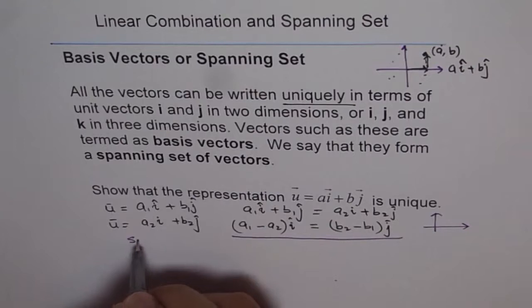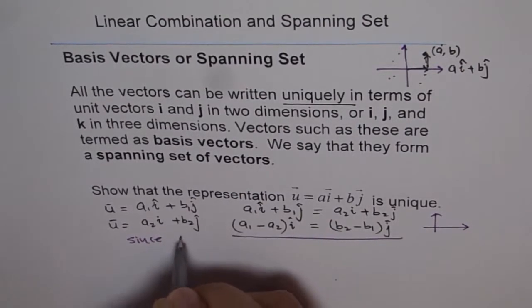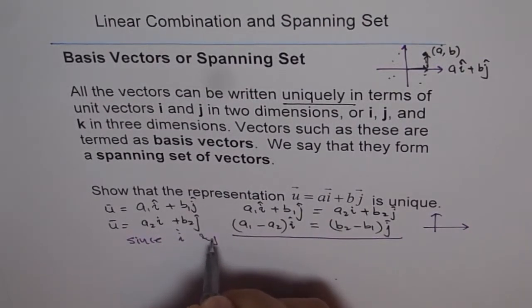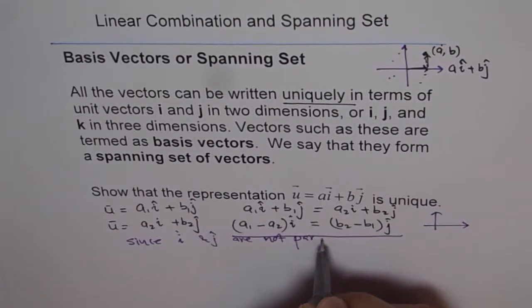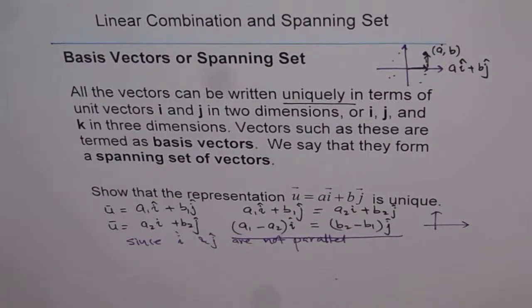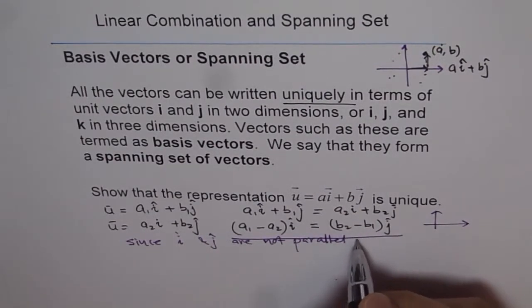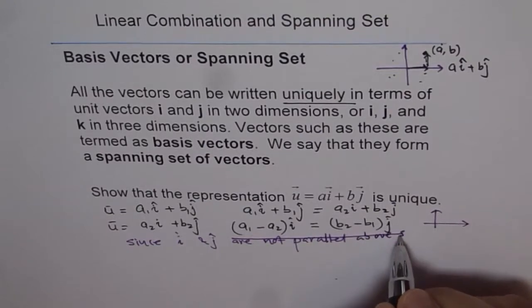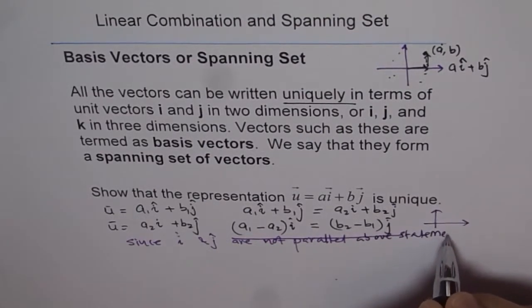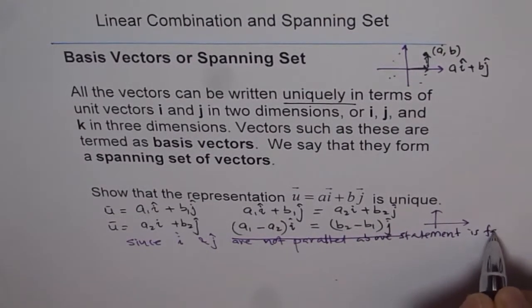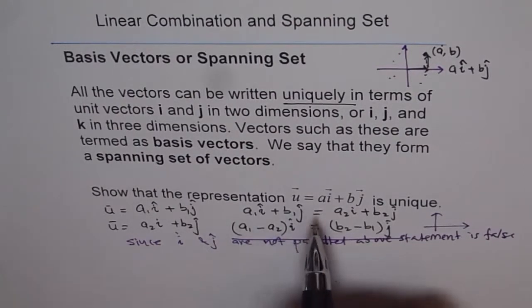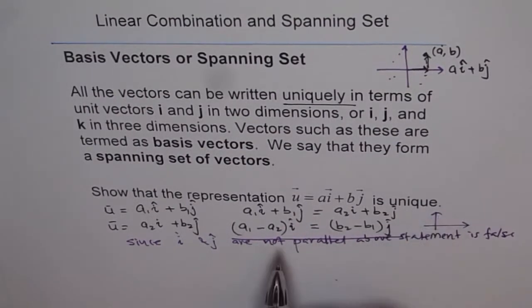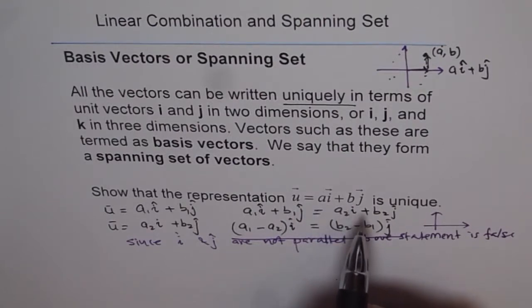Since i and j are not parallel, they are orthogonal, the above statement is false. Therefore, our assumption is wrong, correct? And so we can say that u can be uniquely represented as ai plus bj.